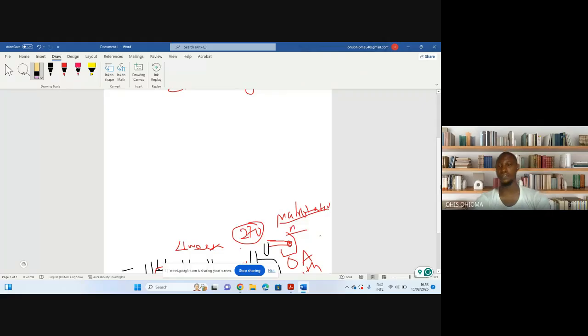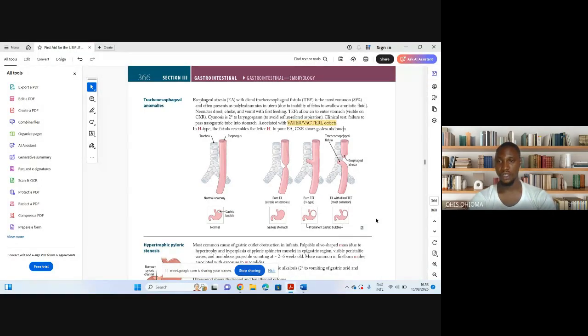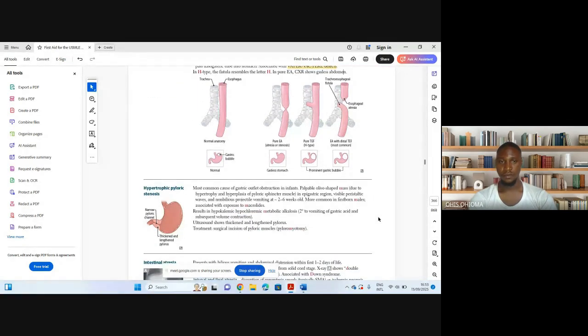So basically what happens here, let me show you guys in First Aid. Any obstruction you have at the level of the pylorus or above would present with non-bilious vomiting, and then any obstruction that is below where the bile duct and the pancreatic duct enter into the duodenum can cause bilious vomiting.